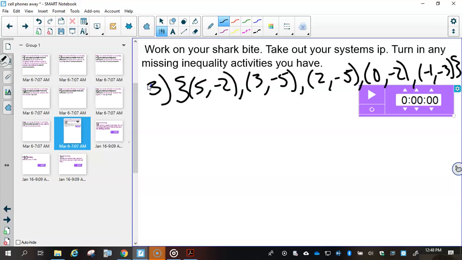Alright, for number 3, they are asking us to find the domain. So what are we looking for? The x's. And they gave us a bunch of ordered pairs, so we need to list our ordered pairs from least to greatest. What is the lowest x? -1. Keep going. 0, 2, 3, 5.